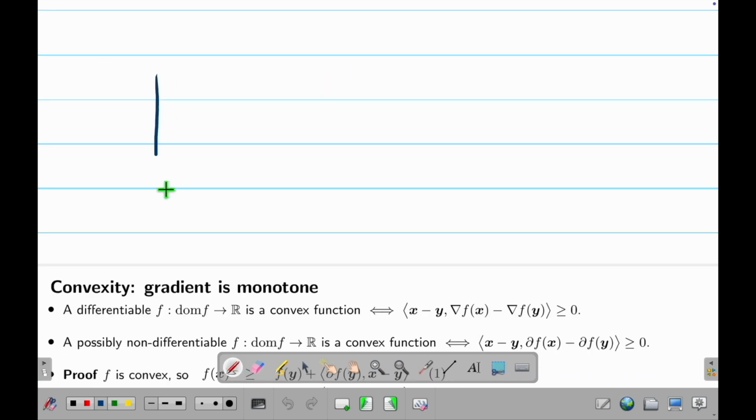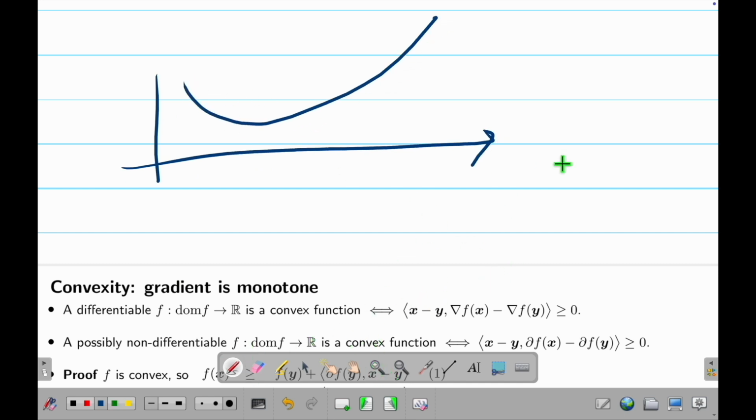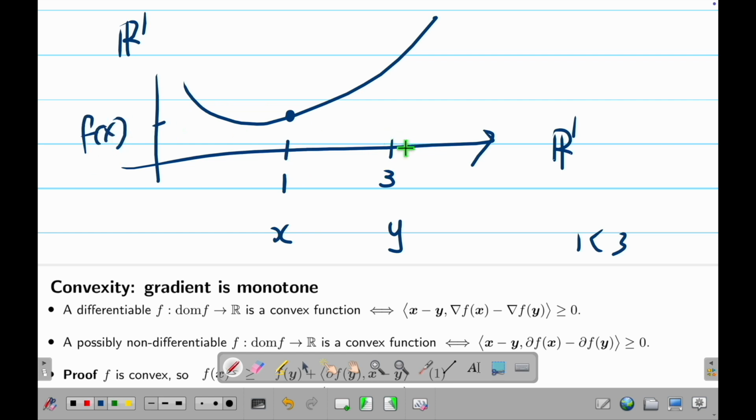This means monotone. I have, again, a function that is something like this. Convex, of course. Let's say this is R1. This is also R1. Now I have a point here. This is 1, this is my x. I have a 3 here. This is my y. Is 1 smaller than 3? Oh, of course, come on. Then this part is f(x), this part is f(y), right?